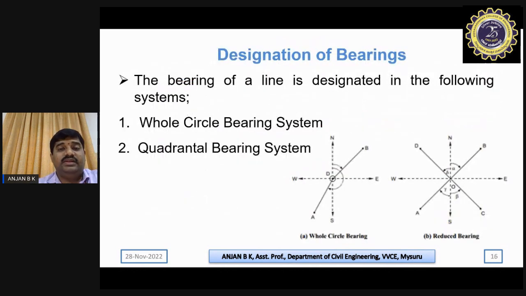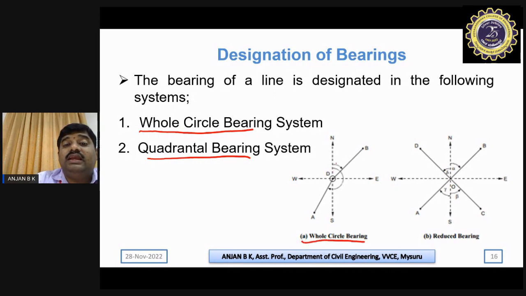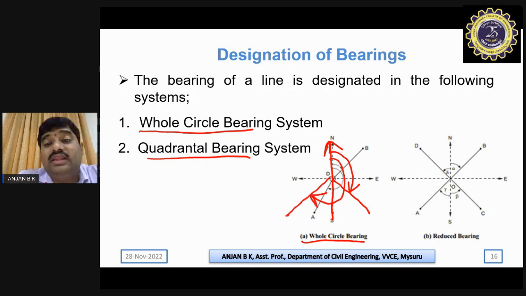Coming to the measurements of angles, bearings. So we have two systems to measure the angle, that is whole circle bearing system and quadrantal bearing system. So in whole circle bearing system, you can observe here in this first figure, the angles are measured always with respect to the north and south. So if you have a line here, you will be measuring angle with respect to north. Same way, if you have a line here, the measurement will be with respect to south. So that is whole circle bearing system.